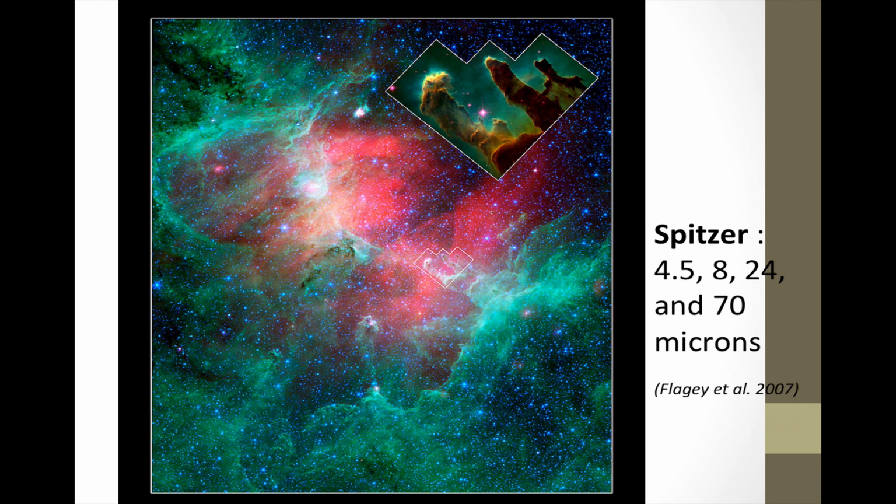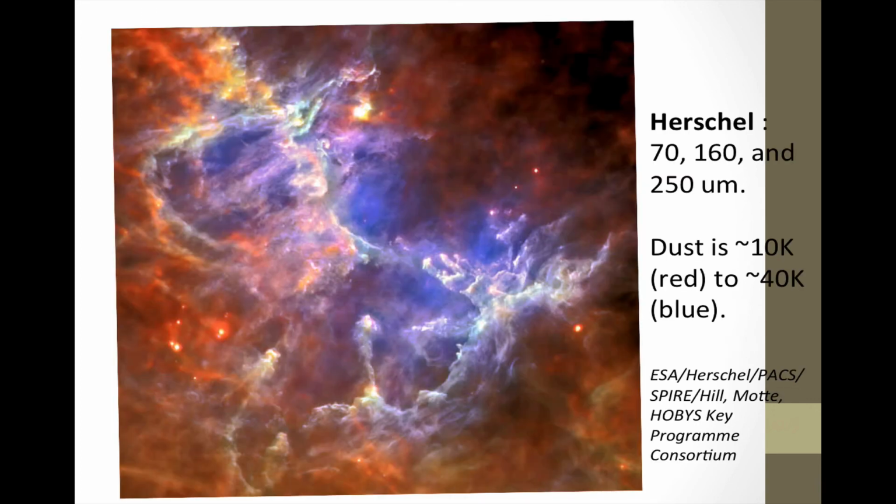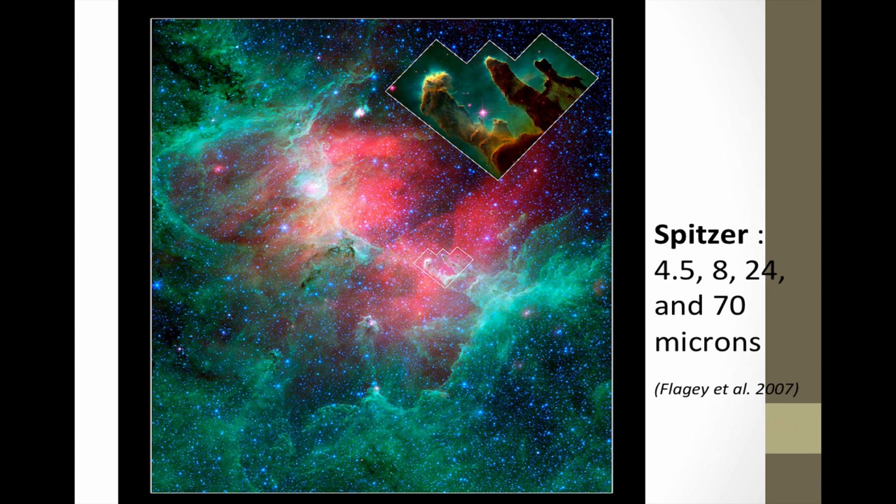So this is a vivid example of how there's different spatial resolutions of things in the sky. There's the Spitzer image again. Now we're going to look at even longer wavelengths. So this is a Spitzer image. Again, it's 4 colors: 4.5, 8, 24, and 70 microns. So 70 microns is the longest wavelength here, so that's the red.